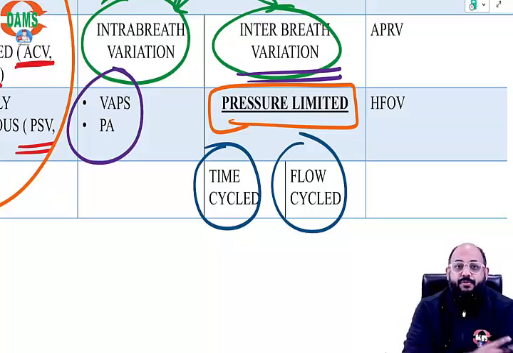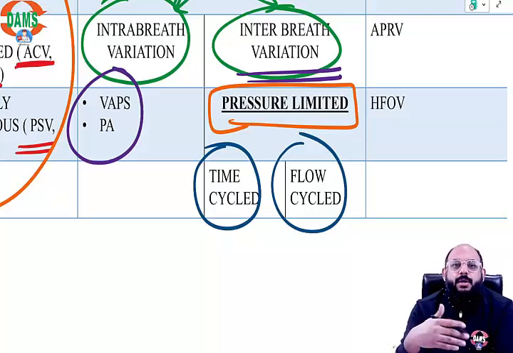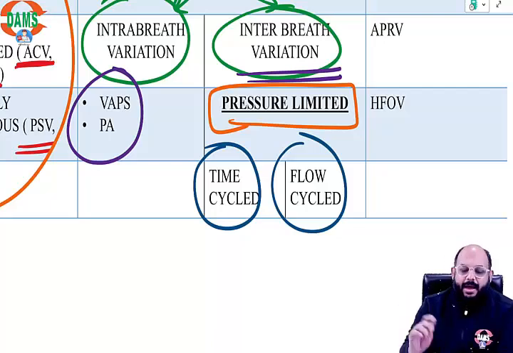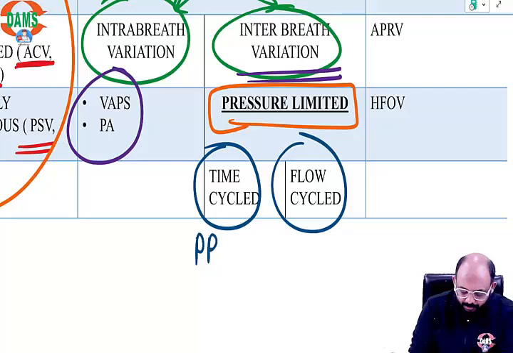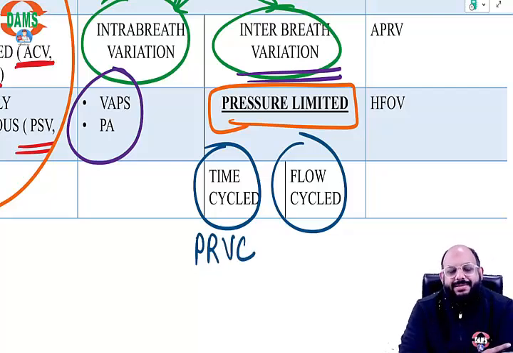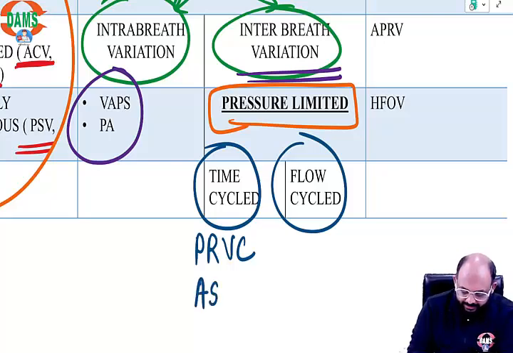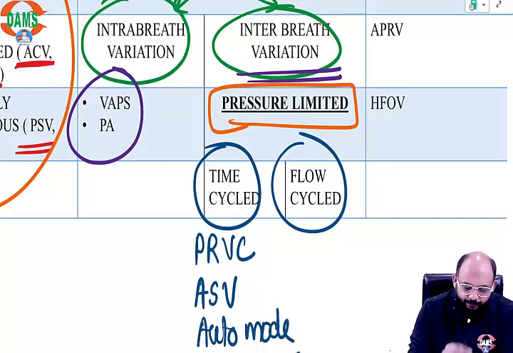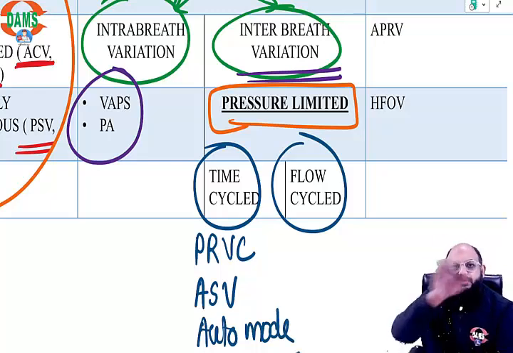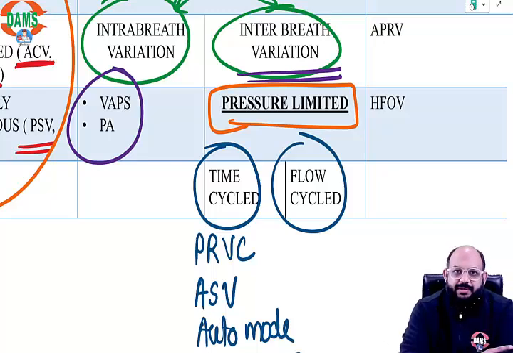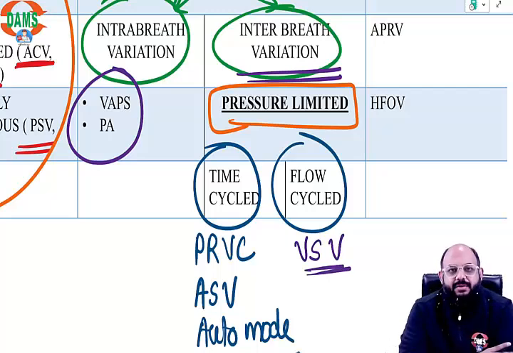Time cycle becomes more of a controlled mode of ventilation, where the cycling happens based on time. The most common mode, which I'm sure a lot of you have seen in your anesthesia ventilators in the OT, is PRVC, that is pressure regulated volume control, something that is very common these days. Then you have ASV, that is adaptive support ventilation, and then you have something called auto mode. Flow cycled is when the decrease in flow cycles from inspiration to expiration; there we have volume support ventilation, that is VSV.